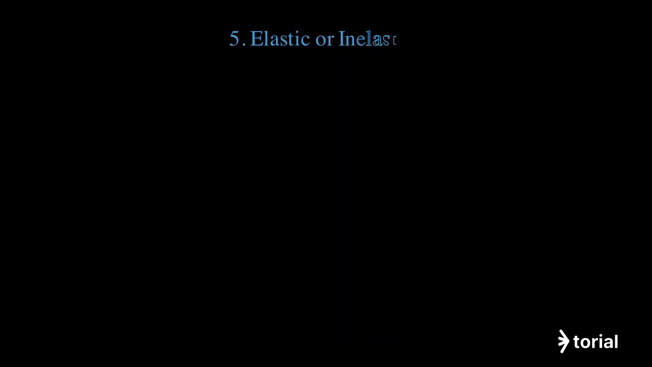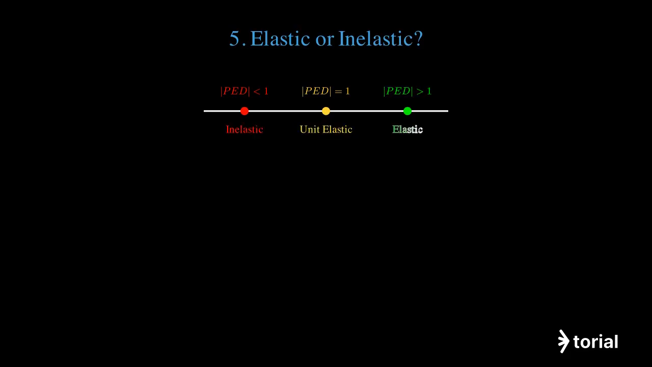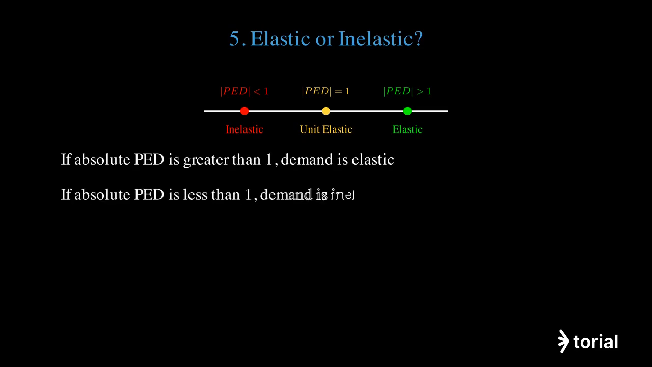Now let's determine whether this demand is elastic or inelastic. There are three categories: inelastic when absolute value is less than 1, unit elastic when it equals 1, and elastic when it's greater than 1. When the absolute value of price elasticity is greater than 1, we say demand is elastic. If it's less than 1, demand is inelastic. And if it equals exactly 1, demand is unit elastic.